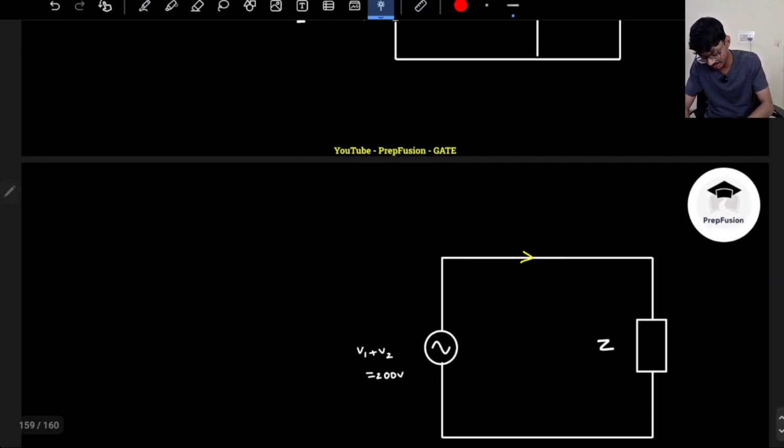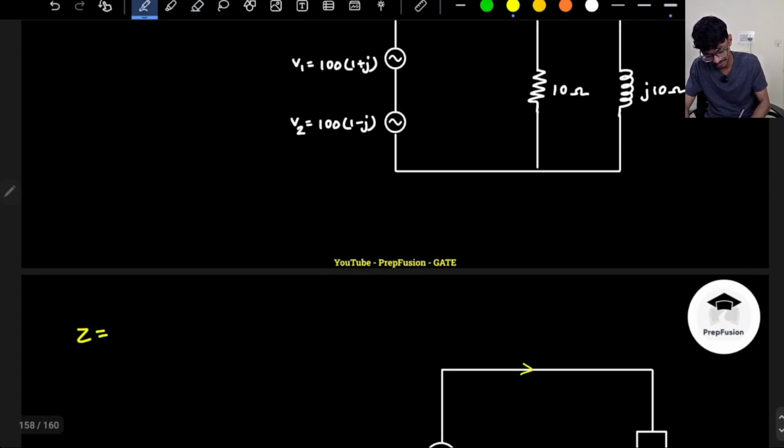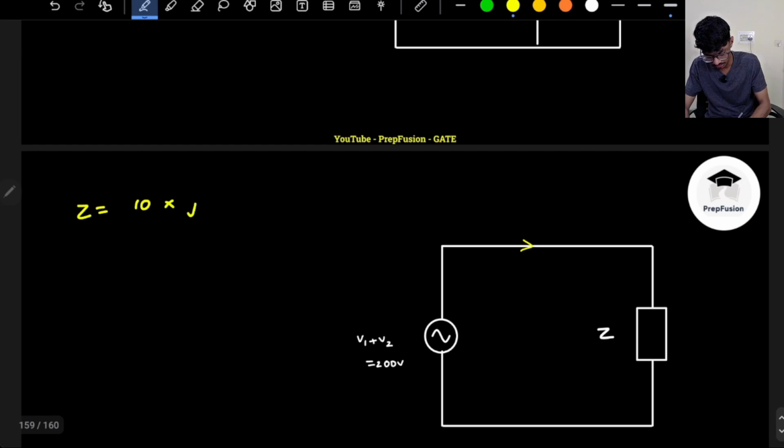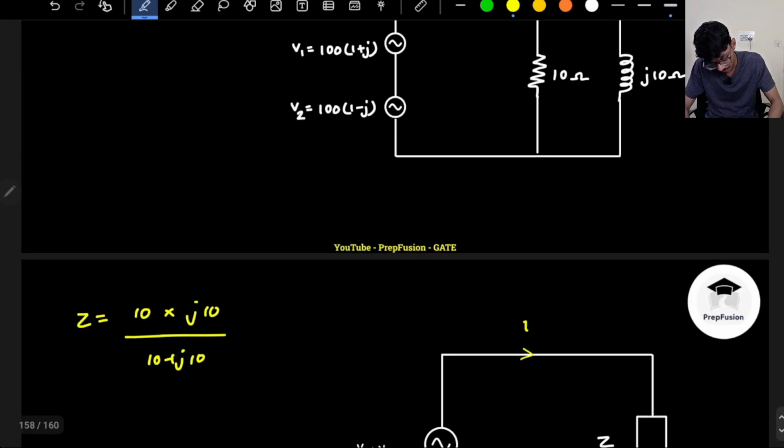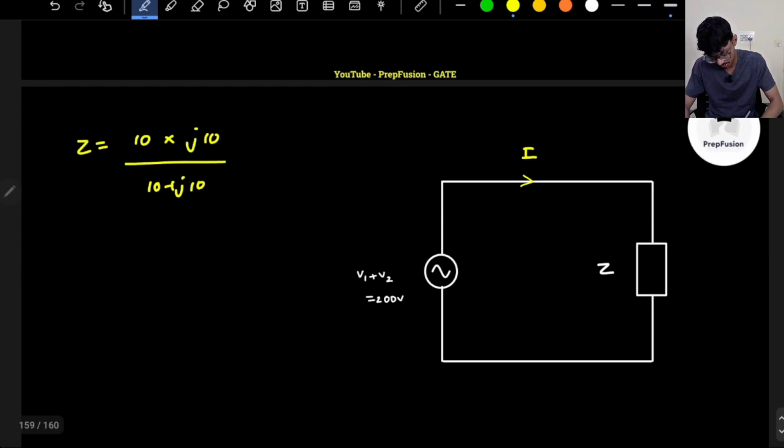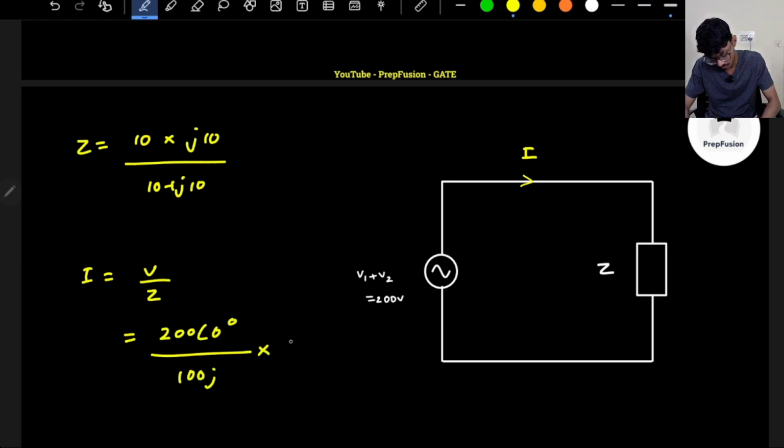So what is Z then? Z will be the parallel combination of the resistor and the inductive reactance, divided by 10 plus j10. So from here can I easily find I? Yes, I can. Your I will be V upon Z, so V is 200 angle 0, and Z is 100 j into 10 plus 10 j.